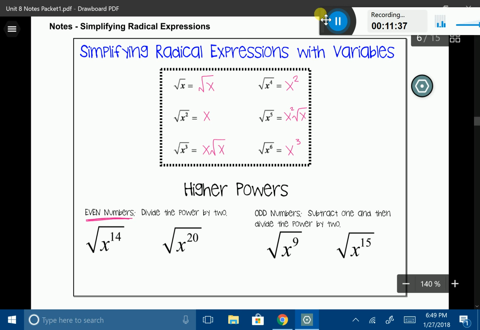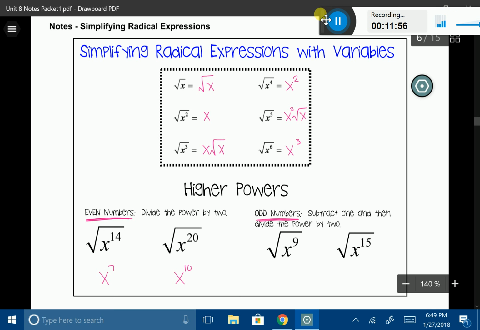So, for example, the square root of x to the 14th is just going to be x to the 7th. It's pretty easy. X to the 20th will just simplify to x to the 10th. Now, odd numbers. This one has a little bit more thinking to it. So what you're going to do is subtract 1 and then divide the power by 2.